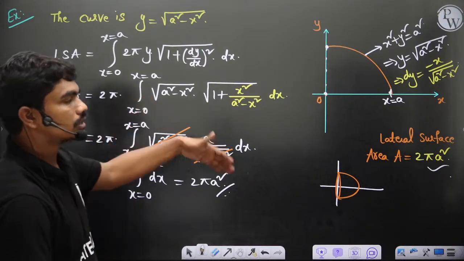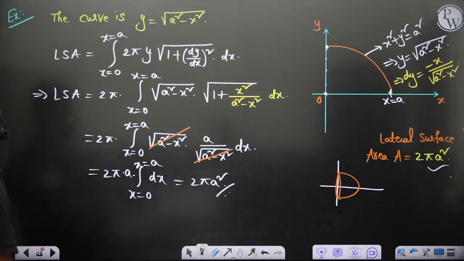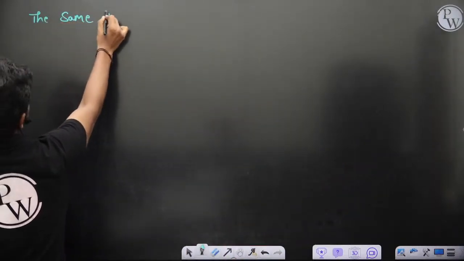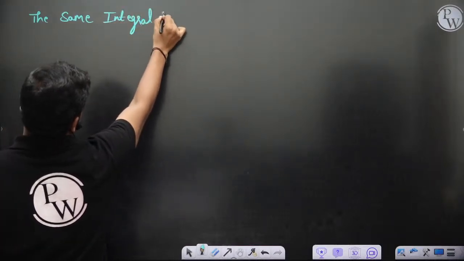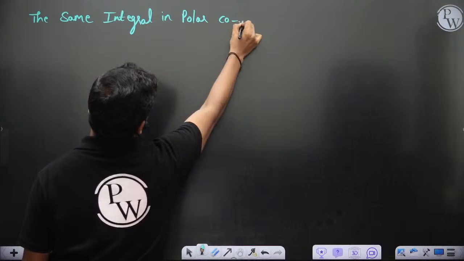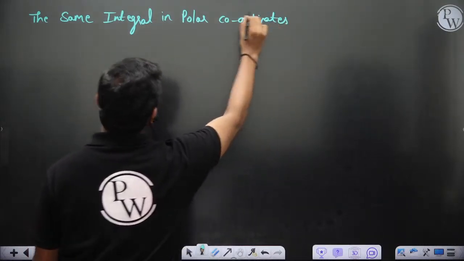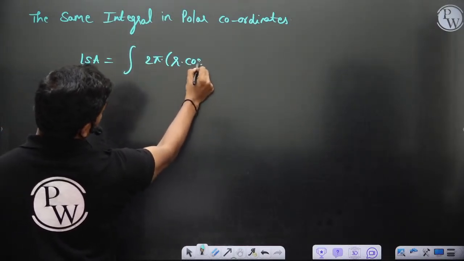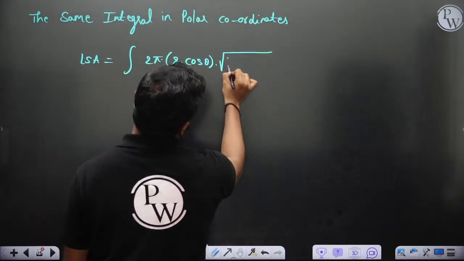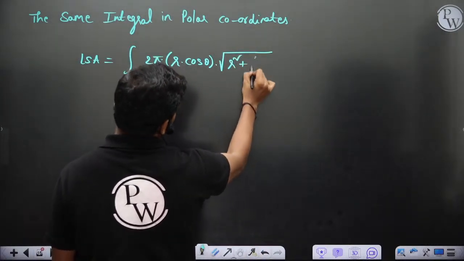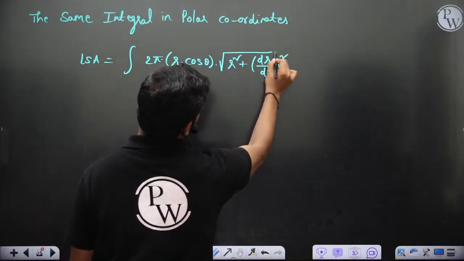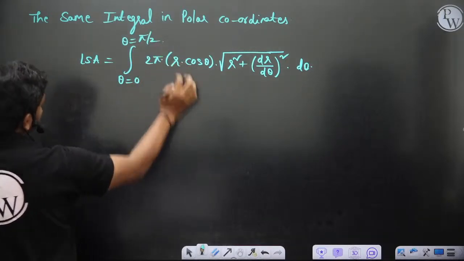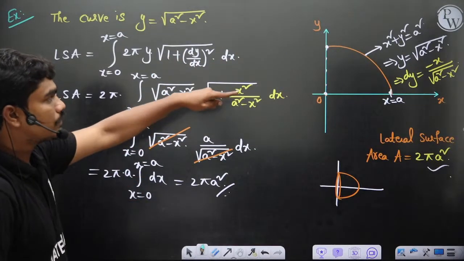In fact, if you want, you can convert this in terms of polar coordinates as well. So how can you convert to polar coordinates? Let's see the same integral in polar coordinates. LSA is equal to integral 2 pi y, and in polar coordinates y is r cos theta, times root of r square plus (dr by d theta) whole square, times d theta, and theta is going from 0 to pi by 2, of course. Okay, so this is the solid of revolution about this axis. So theta is going from 0 to pi by 2 actually.